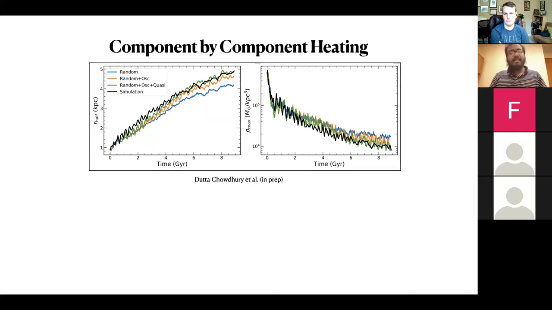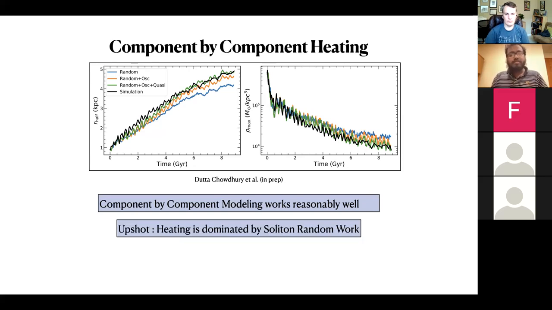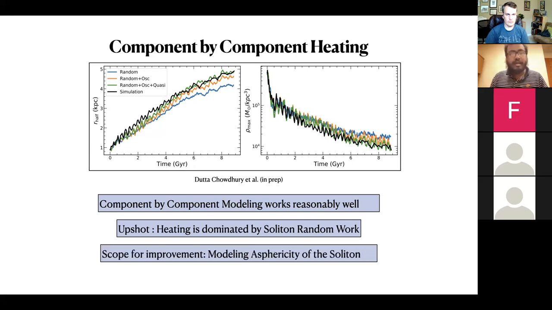And finally, let's add the effect of these quasi-particles, or the density fluctuations. I would argue that our component by component model works reasonably well. We shouldn't expect exactly the same as we see in the simulations because it is an approximate model. The upshot is that the heating is dominated by the soliton random walk, at least in this halo and boson mass that we have looked at.